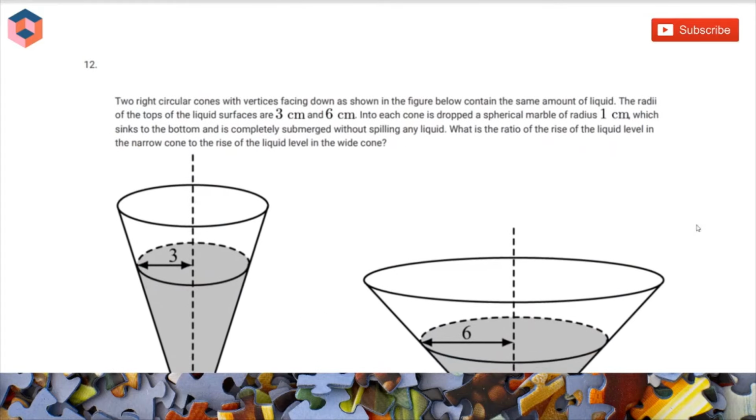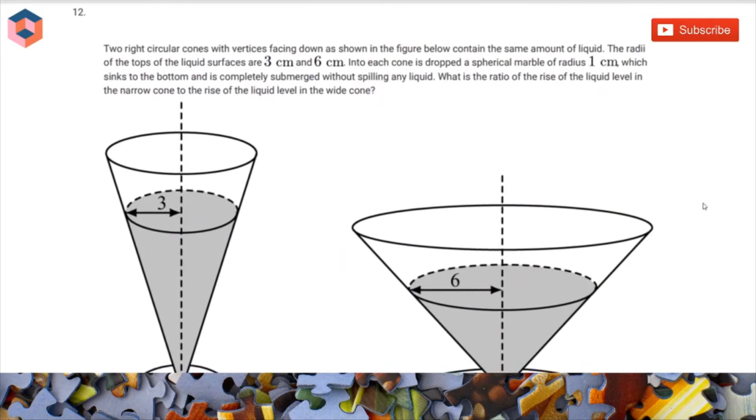Problem number 12. Two right circular cones with vertices facing down, as shown in the figure below, contain the same amount of liquid. The radii of the tops of the liquid surfaces are 3 centimeters and 6 centimeters. Into each cone is dropped a spherical marble of radius 1 centimeter, which sinks to the bottom and is completely submerged without spilling any liquid. What is the ratio of the rise of the liquid level in the narrow cone to the rise of the liquid level in the wide cone?